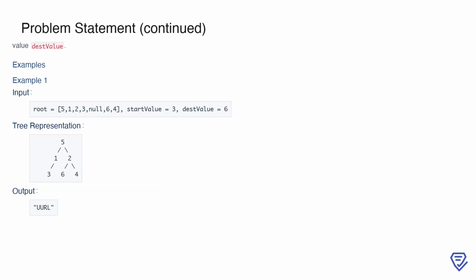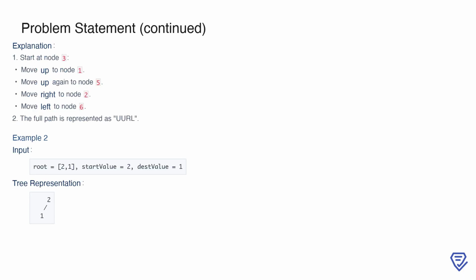To clarify the problem further, let's look at an example. Suppose the binary tree is structured as shown, with root equals [5,1,2,3,null,6,4], start value equals 3, and dest value equals 6. Here's the visual representation of the tree. The root node is 5, which has two children, 1 and 2. Node 1 has a left child, 3, while node 2 has two children, 6 and 4. In this case, the output should be the string "UURL", which represents the shortest path from node 3 to node 6.